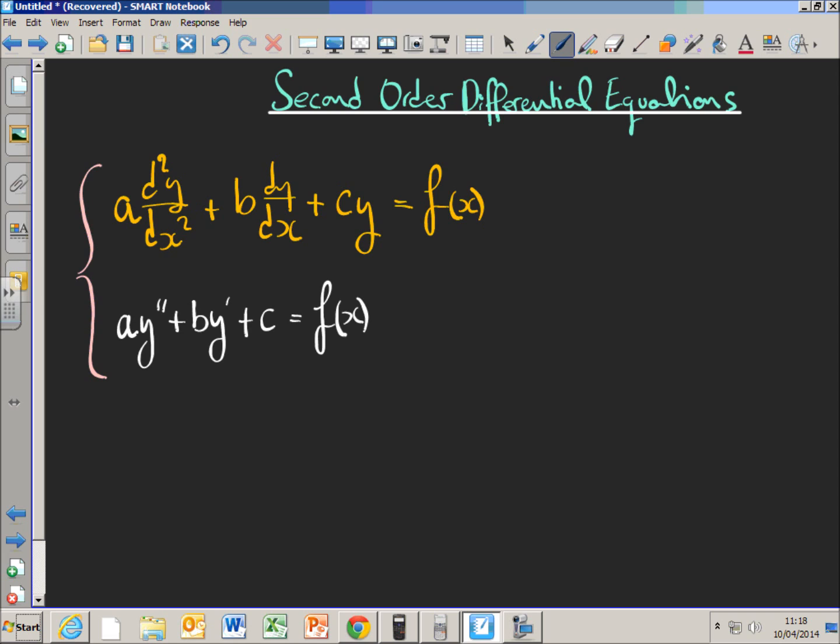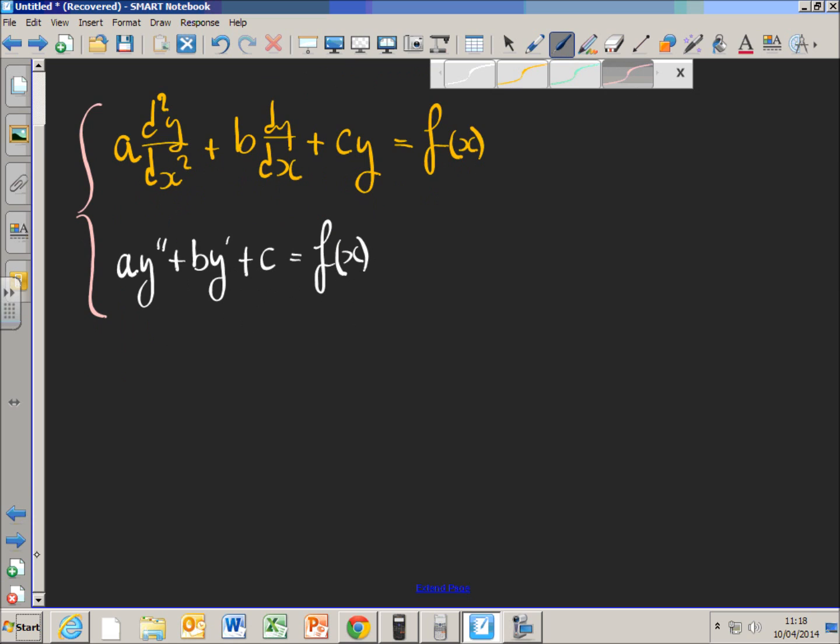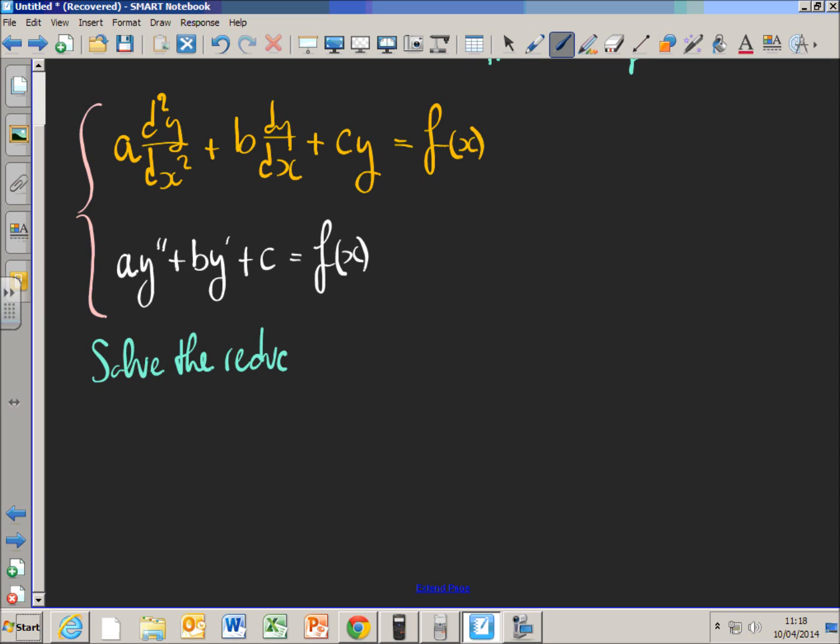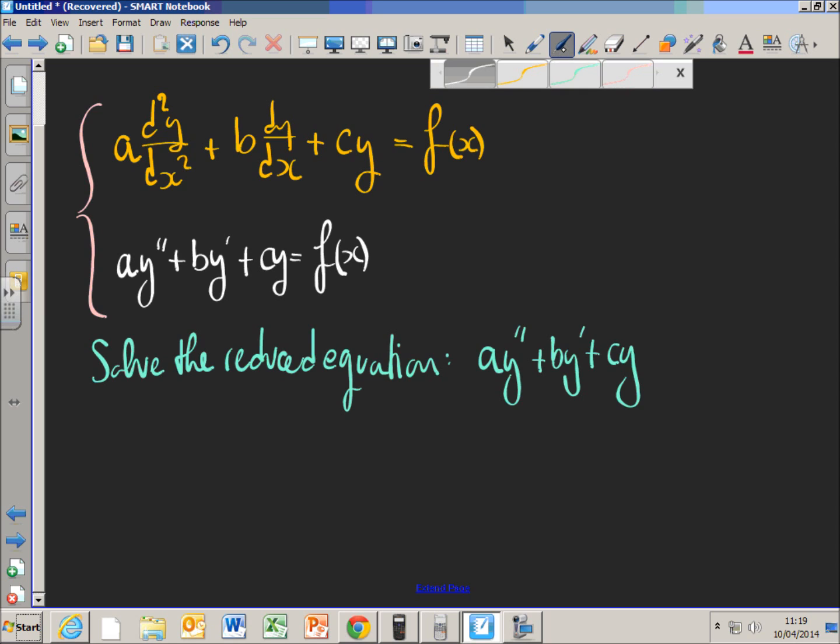Yeah, so the first thing we do, and this is the same when we're doing those first order equations as well, the first step is solve the reduced equation. Do you know what I mean by the reduced equation? It's a y double dash plus b y dash plus c y equals 0. We're going to try and solve that.